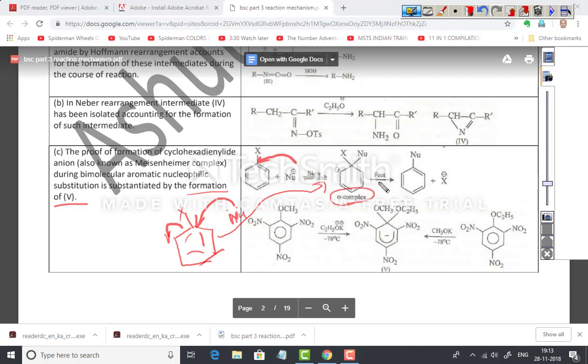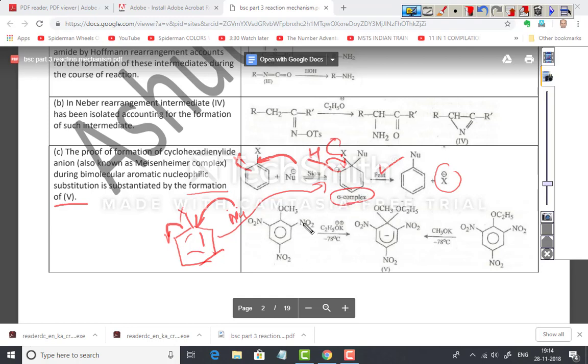And now, since it was one hydrogen and this is again one hydrogen, in order to get back its aromaticity, it would like to form a double bond, and X minus goes like this. So we have H plus and X minus, but this is taking place very fast. So this is the Meisenheimer complex, the sigma complex.